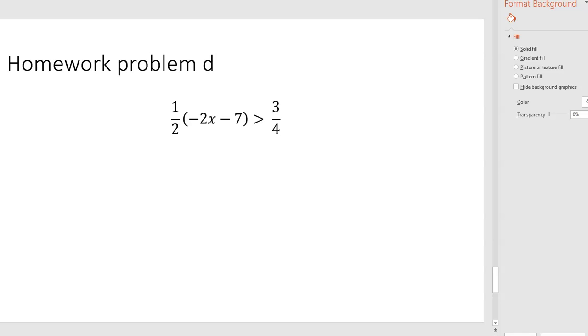Okay. Homework problem D continued. Oh, we got to distribute a fraction. I'm going to just remind you we're going to do the rainbow, times here and times here. Let me switch back over to the pen. All right, well, let me switch to the pen, so we'll just keep drawing. Okay, 1/2 times negative 2 is negative x. 1/2 times negative 7 is negative 7/2.